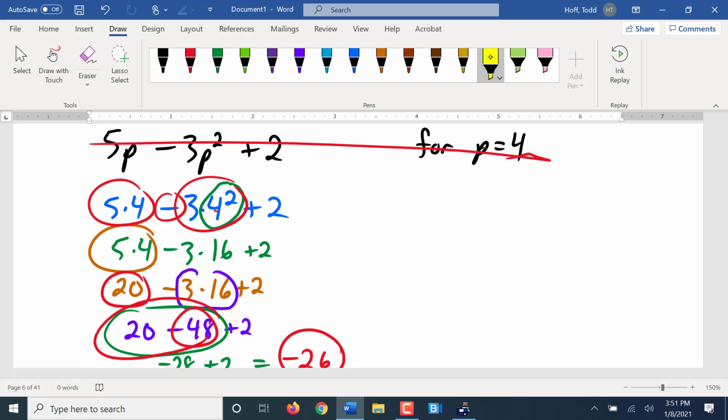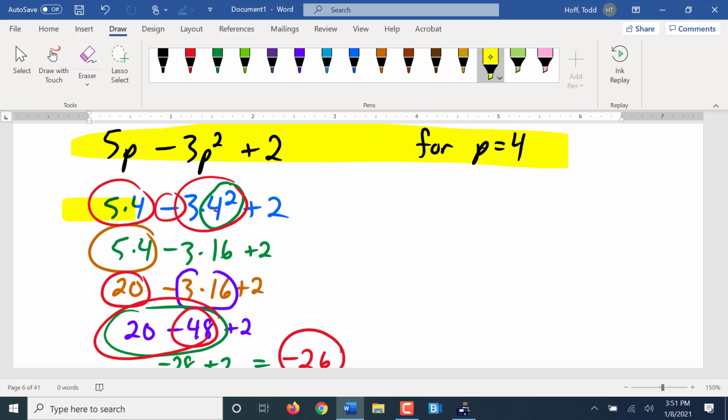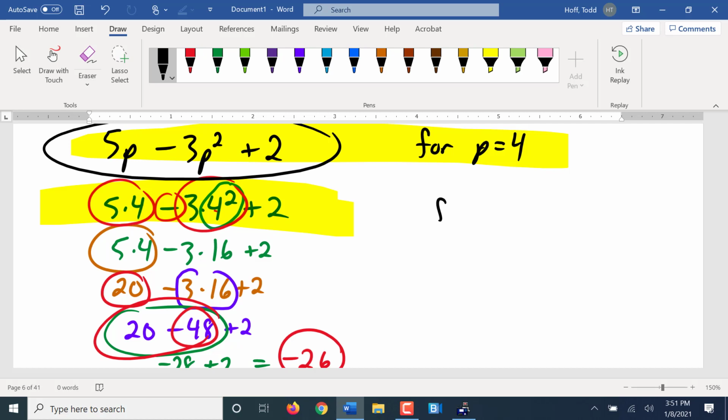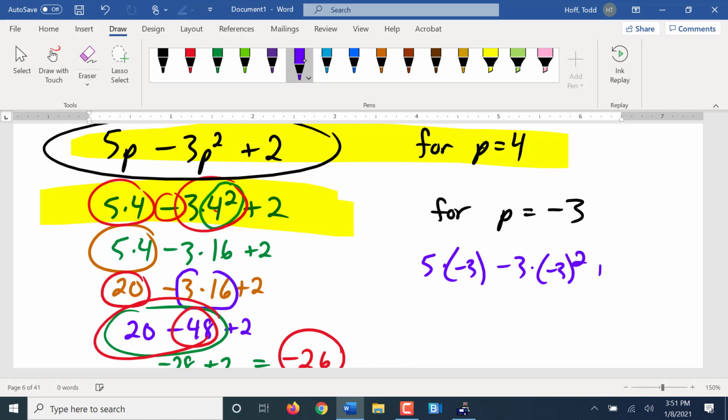Now, one of the reasons that we would do something like this, rather than just writing out this problem here, is because we might want to substitute different numbers in there. We might be asked to evaluate that expression for p equals negative 3. That changes that problem. So this becomes 5 times negative 3 minus 3 times negative 3 squared plus 2.